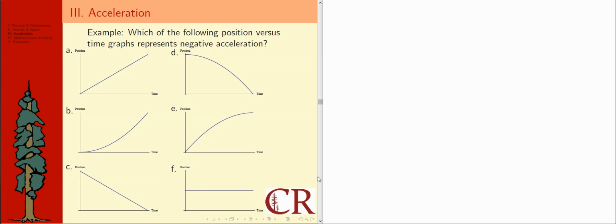Which of the following position versus time graphs represents negative acceleration? In the last example, we looked at D in some detail. So if I sketch something that looks a little bit like the graph in D, and again, this is like an X versus a T, I'm going to use symbols to represent position versus time.